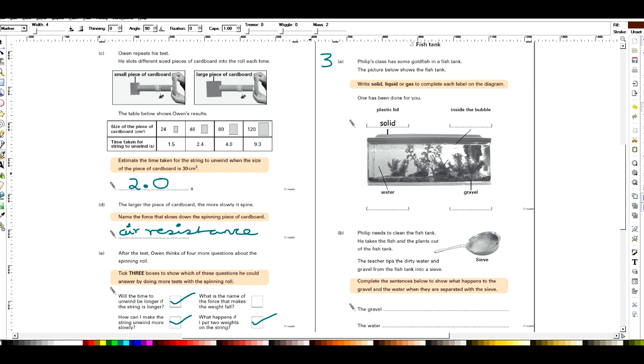Philip's class has some goldfish in a fish tank. The picture below shows the fish tank. Write solid, liquid, or gas to complete each label on the diagram. So the lid is a solid. Inside the bubble we have a gas. Okay, water is a liquid.